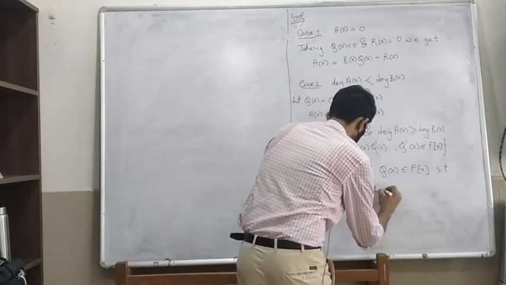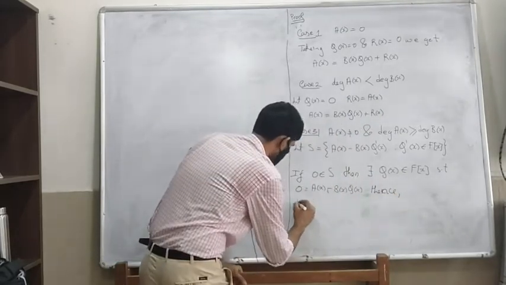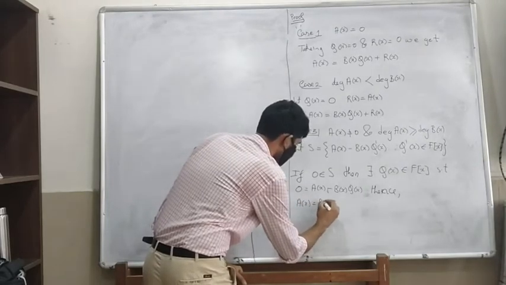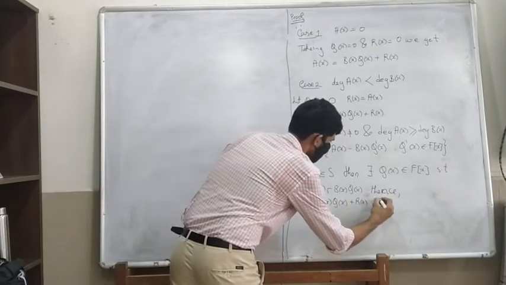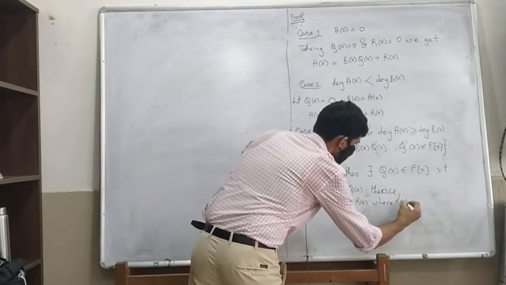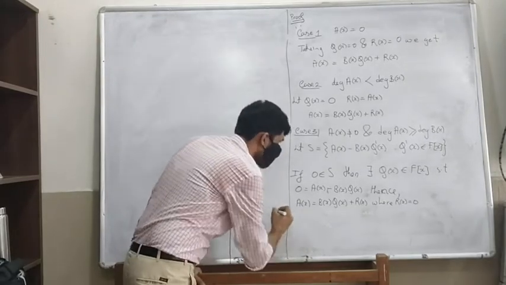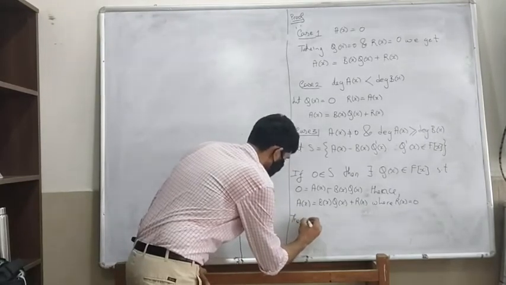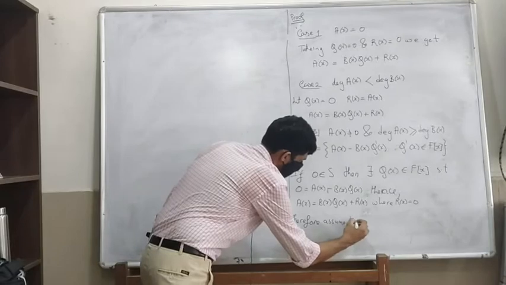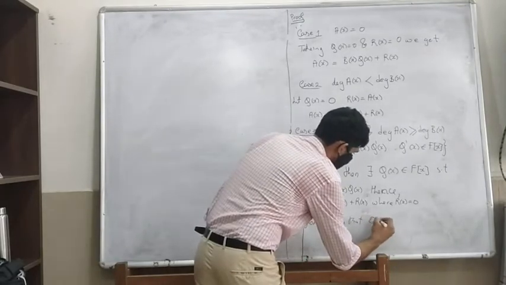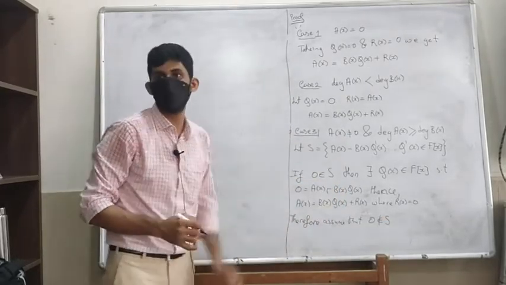Hence you have A of x equal to B of x times q of x plus R of x, where R of x is the 0 polynomial. Hence, therefore, we will assume that 0 does not appear in the set, because if 0 appears in the set we know how to write it. So assume that 0 does not appear in the set.